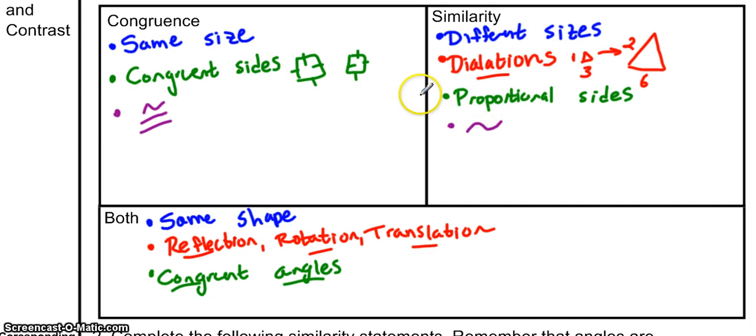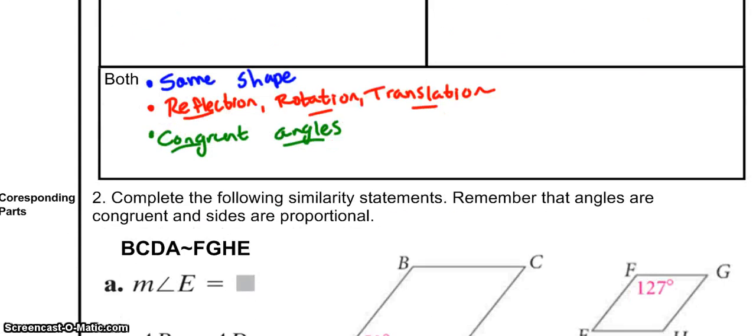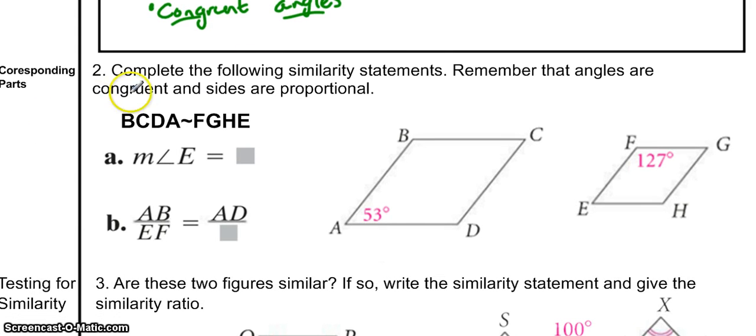Let's try and use some of these properties to do some additional problems now. Number 2, complete the following similarity statements. Remember that the angles are congruent and the sides are proportional. So pause here and try and answer A and B. Alright, so what we have here is the similarity statement that polygon BCDA is similar to polygon FGHE. And this is going to work very similar to a congruent statement where the letters have to line up in corresponding order. Let's take a look at how that works in A.